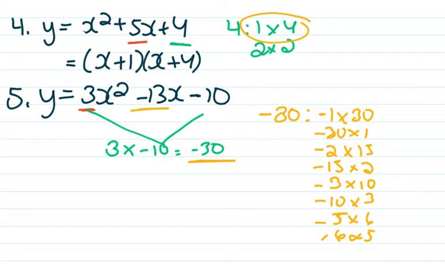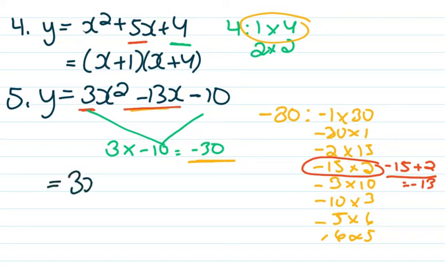Which combination of these adds together to equal negative 13? Remember, you have to take into account that some of these are negative numbers. So the combination would be negative 15 and positive 2, because negative 15 plus 2 would equal negative 13. Now we need to take those two terms and replace the negative 13x with those two terms. So we'll have 3x squared minus 15x plus 2x minus 10.